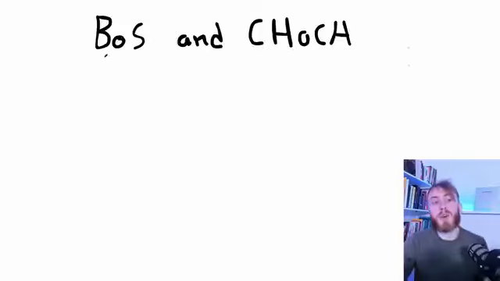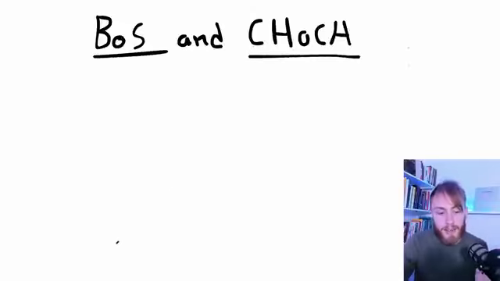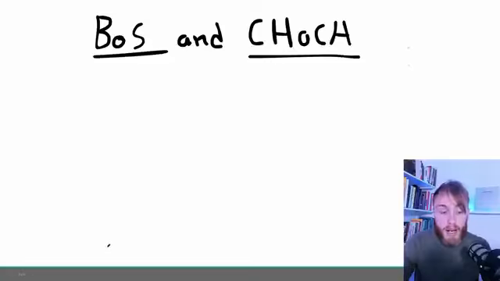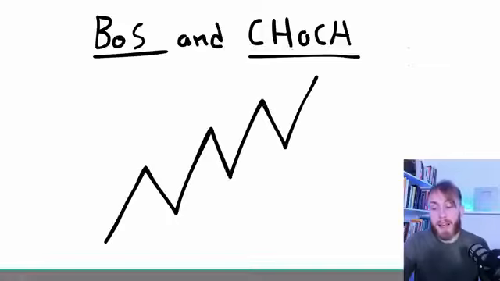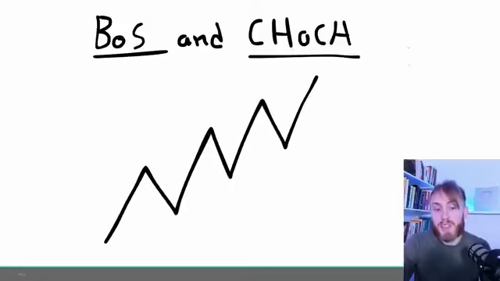But all right, so now to understand break of structure and change of character, let me actually once again draw out a trend. So remember, in order to have an uptrend, we need to print both higher highs and higher lows. So right here, we have a beautiful uptrend. And let's actually begin here with the most simple concept, and that is the break of structure. So what is a break of structure?